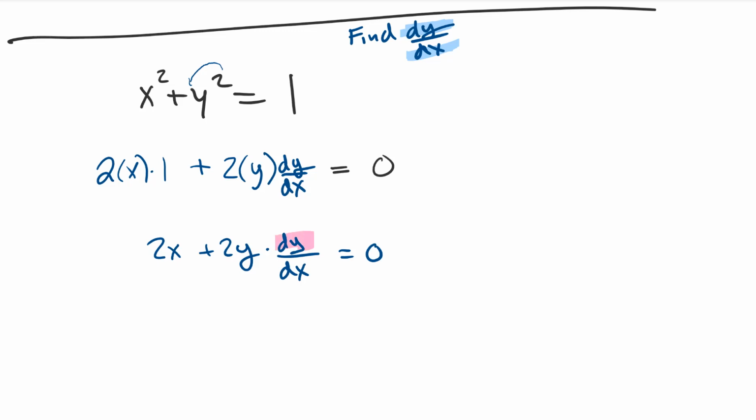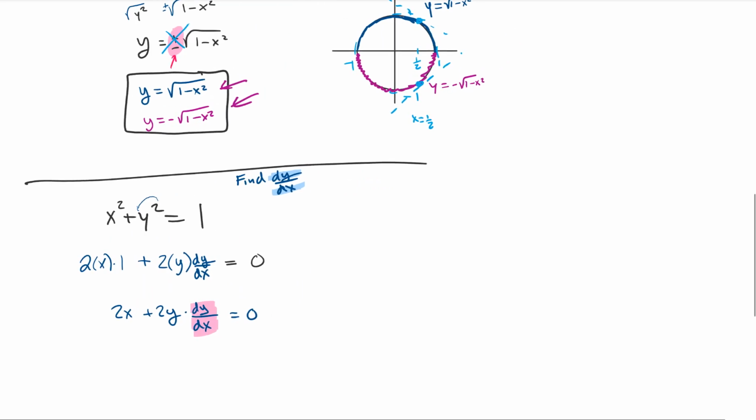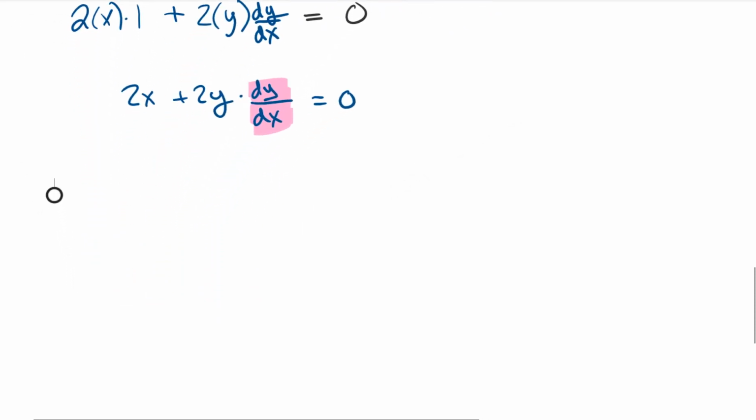The game becomes solve for dy dx, and that's going to be your answer. Your answer is now going to have y's and x's in it because we don't know the y value. We don't know whether we're dealing with this one or this one, right? So when we solve for this derivative, it'll have x's and y's.